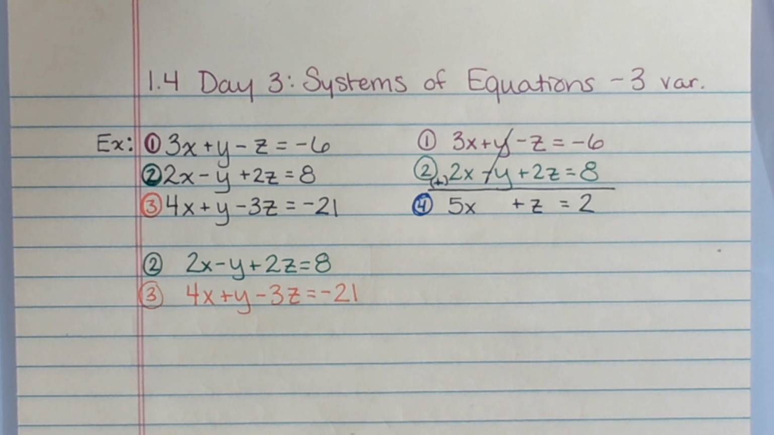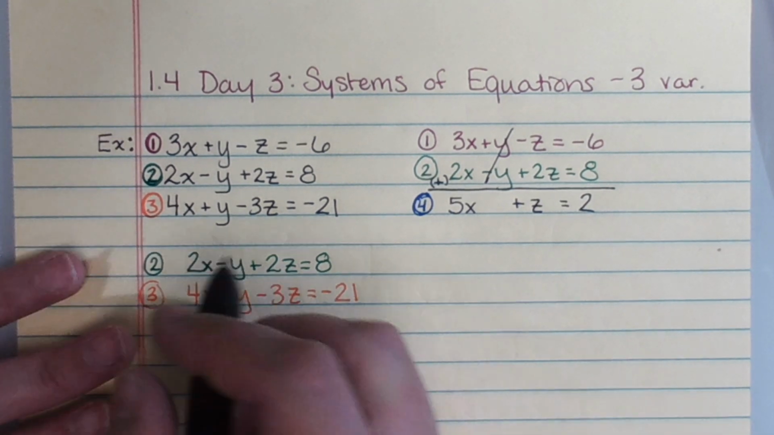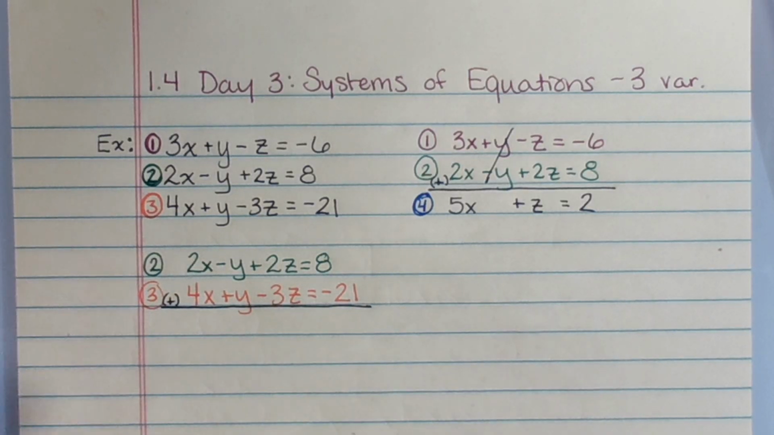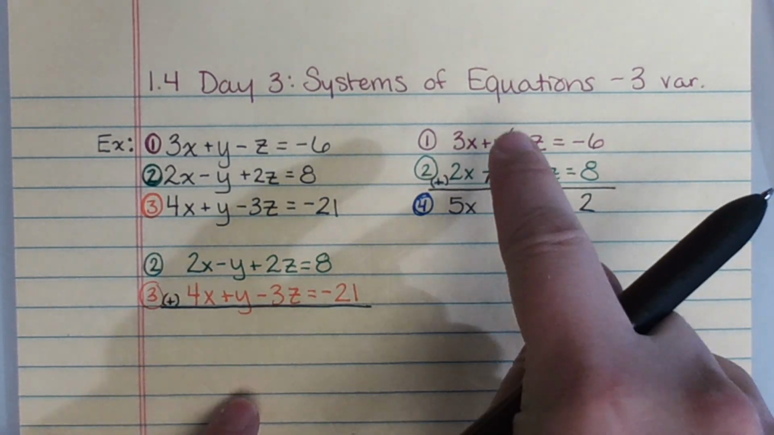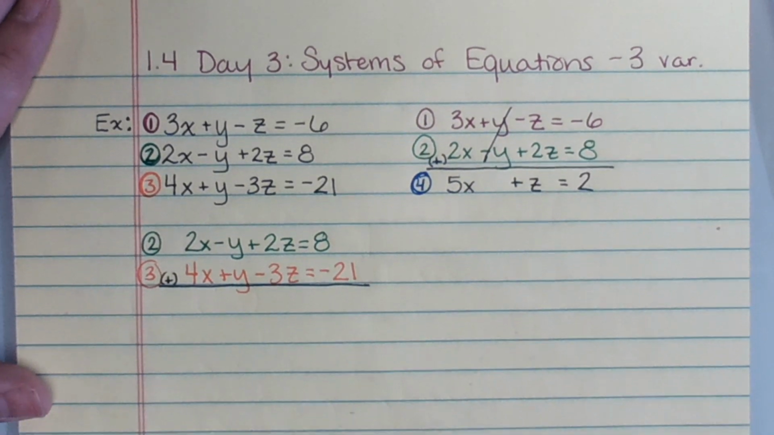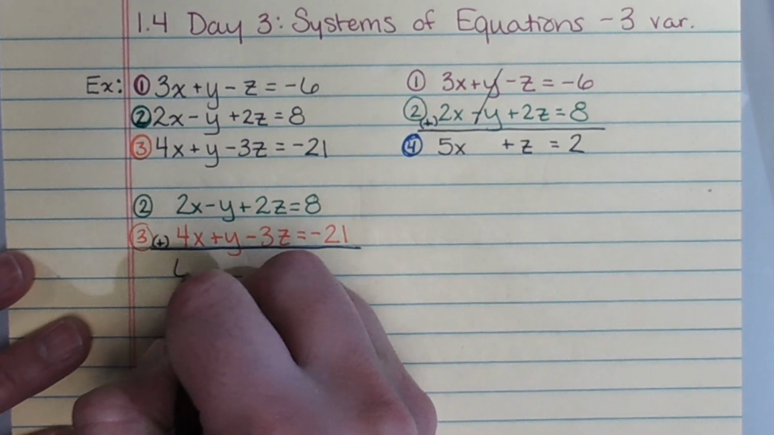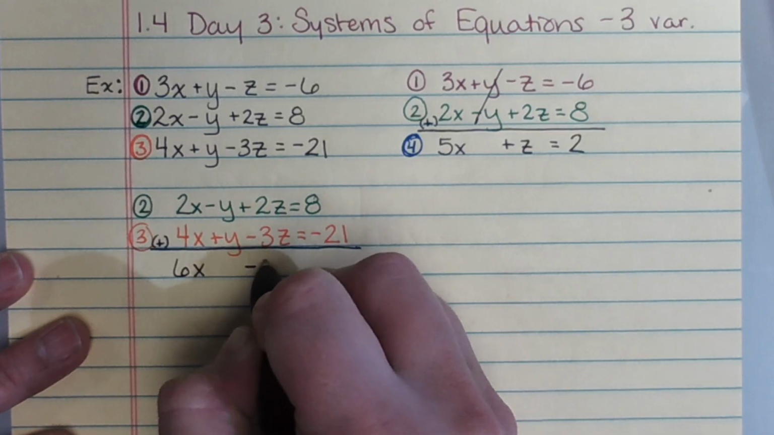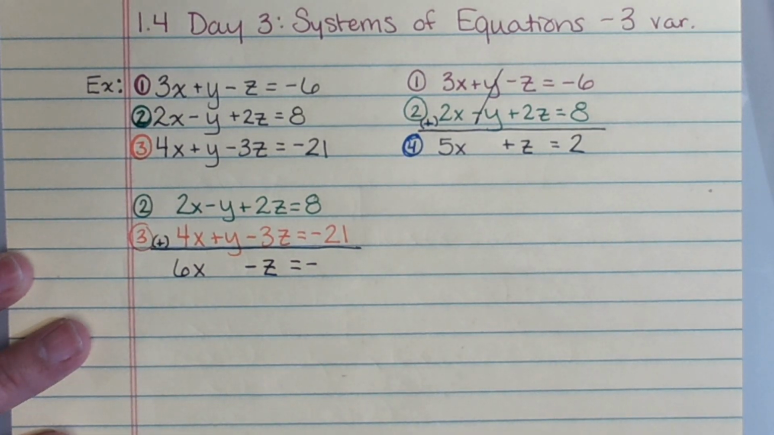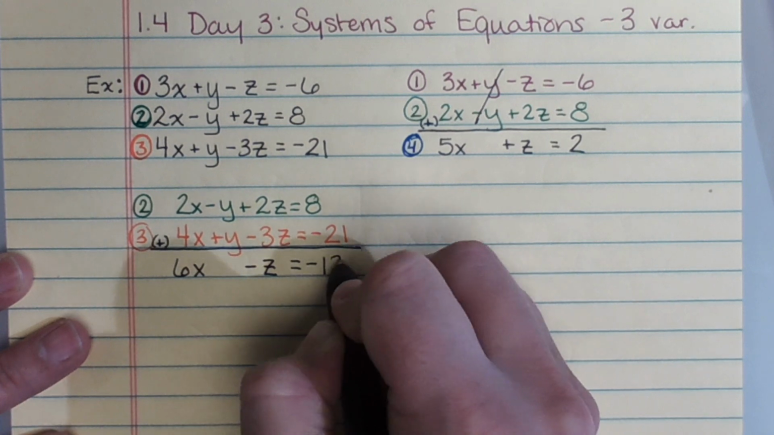Since the y's already have opposite coefficients, I can go directly to adding. Now, I am going to emphasize, you need to eliminate the same variable in this step and this step. If you eliminate different variables, you've just given yourself an impossible problem. Six x minus z equals negative 13.